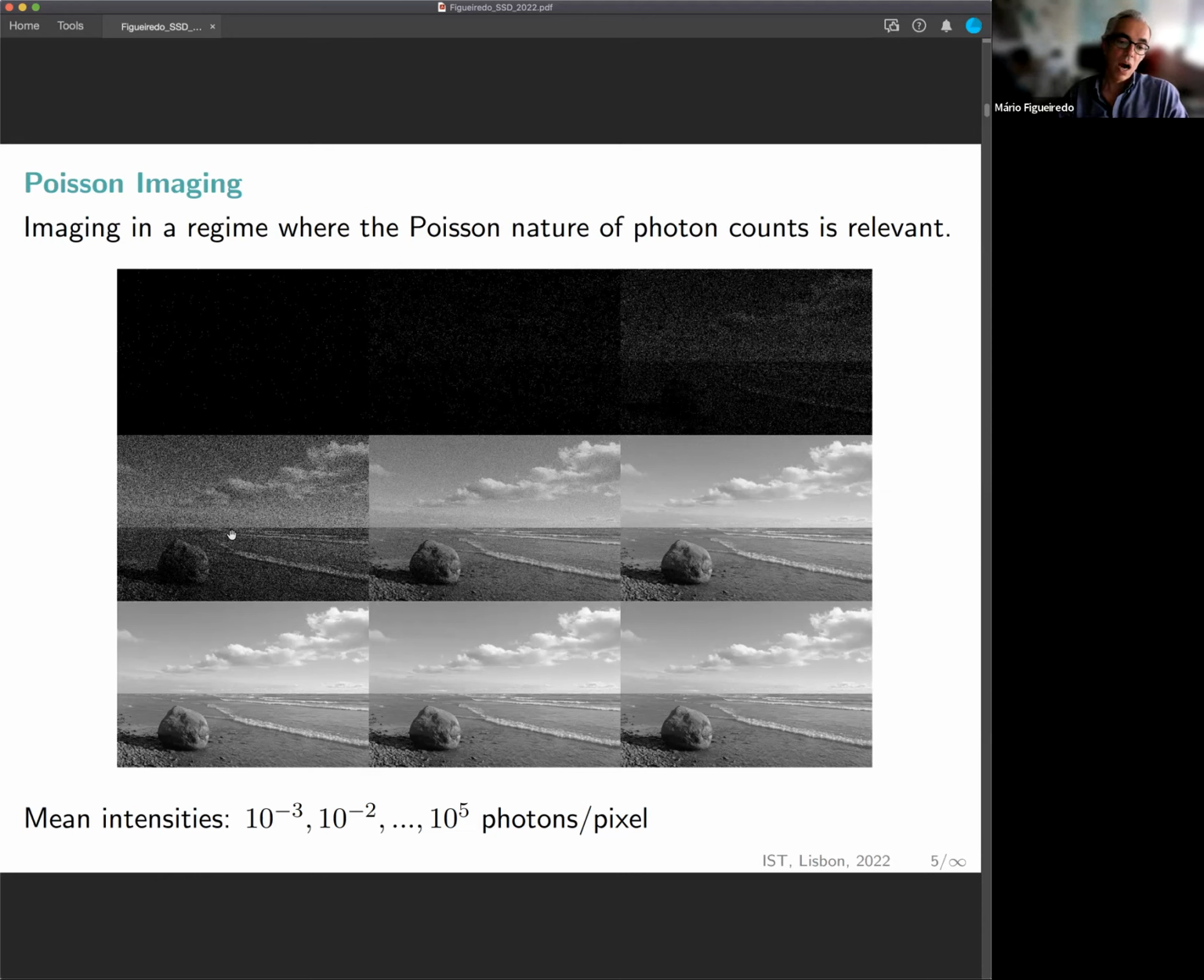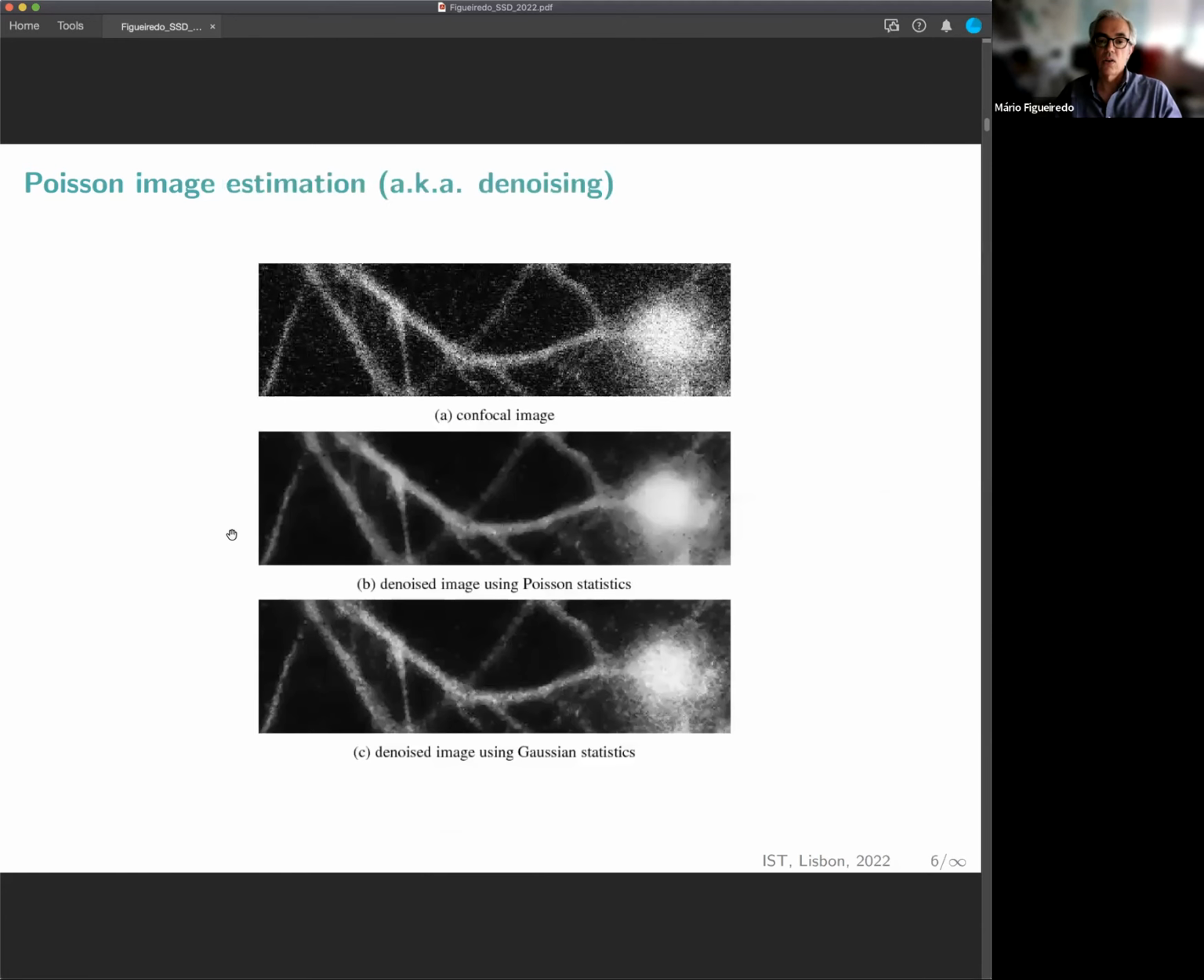So when you have very dark situations, or in astronomical imaging, or in other applications such as microscopy. So this is an example from confocal microscopy, which is again a very low photon count regime. And this is just an illustration to show that it's clearly a low photon regime, because you can actually see the point nature of the observations.